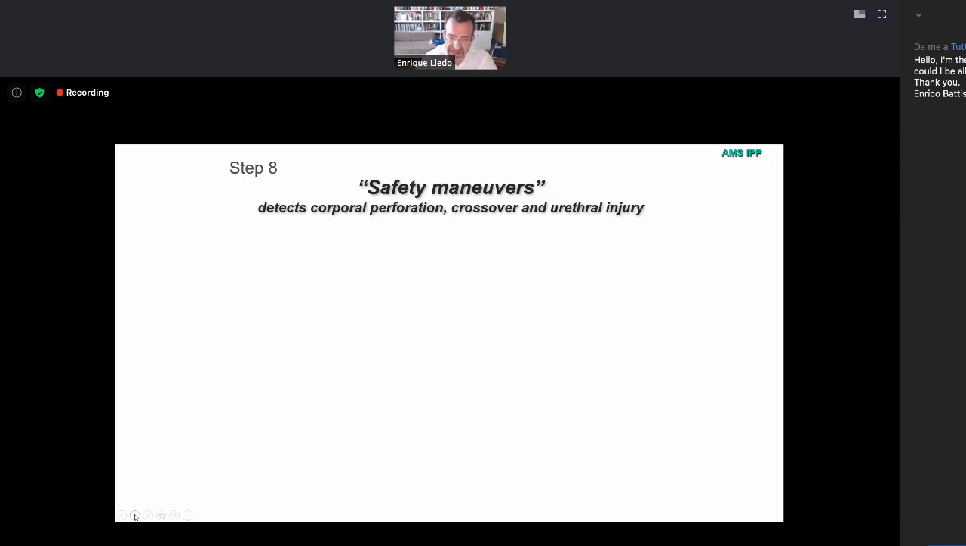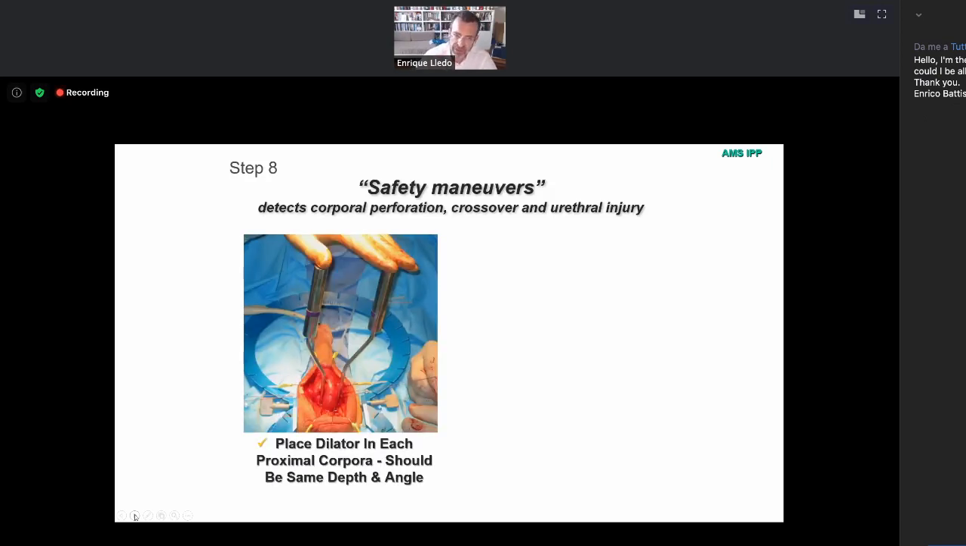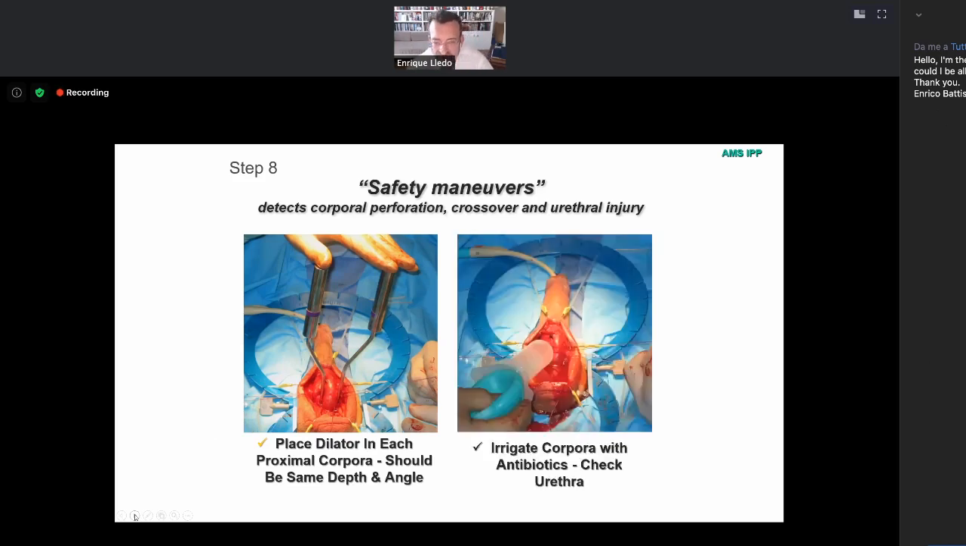Next click, please, to see the photographs. Next click, please. You have two very important and useful safety maneuvers. The first is to put some dilators, not really to dilate, but to see if they are symmetrical in the proximal part of the corpus cavernosum, to check if you have perforated the proximal part. This is not the objective of the talk, but you know that there can be a perforation of the proximal part of the corpus cavernosum. You should not get scared.